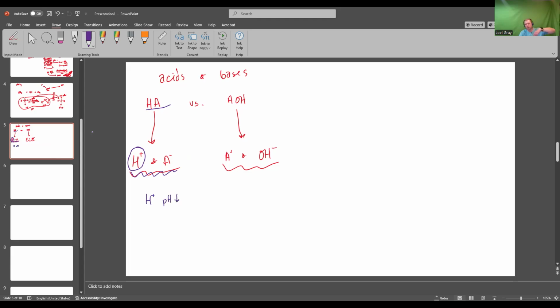So if you were able to, Harry Potter style, get a magic wand and go, I didn't really watch Harry Potter or read them, "Magicus acidus," then you would make H plus appear in a solution, and that would cause the pH to go down to become acidic. If you caused hydroxide ions to appear, then you would make a solution more basic.